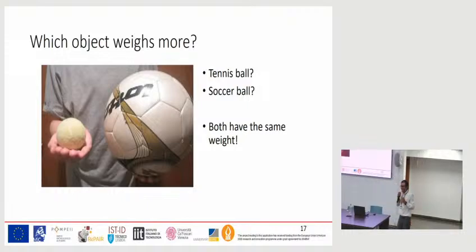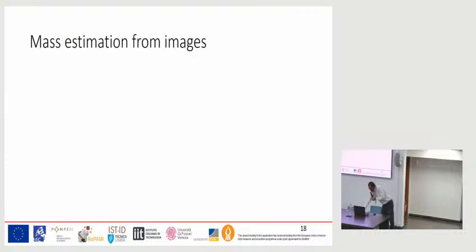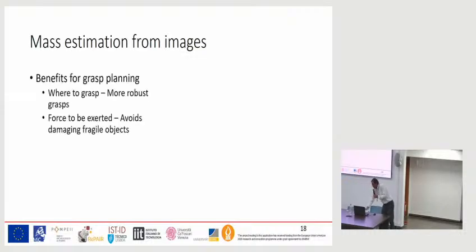So estimating the mass from images could be tricky for us too. We have this illusion, and from that illusion we think that the tennis ball weighs more. And why this is important: we want to be able to estimate the mass of objects, and the robot to do so, before executing the grasp. So how do we do this? Well, I already talked about this. We will have benefits for grasp planning, because we will apply the right force for the right object, so we will avoid damaging the objects.